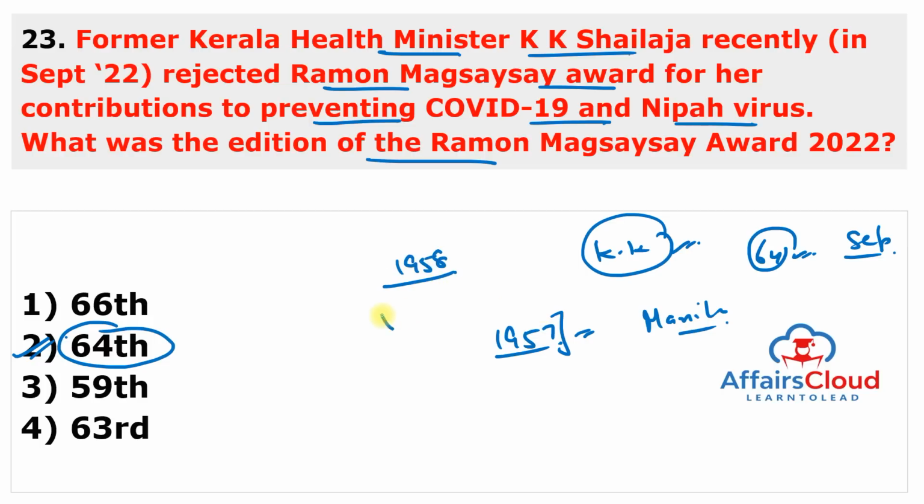And Vinoba Bhave, you can remember this name, this question is very important. Vinoba Bhave was one of the inaugural recipients of the Ramon Magsaysay Award in 1958. It means you can say the first Indian who received the Ramon Magsaysay Award was Vinoba Bhave.